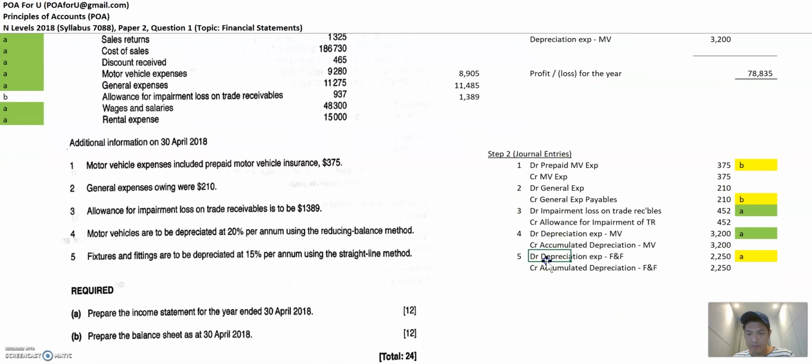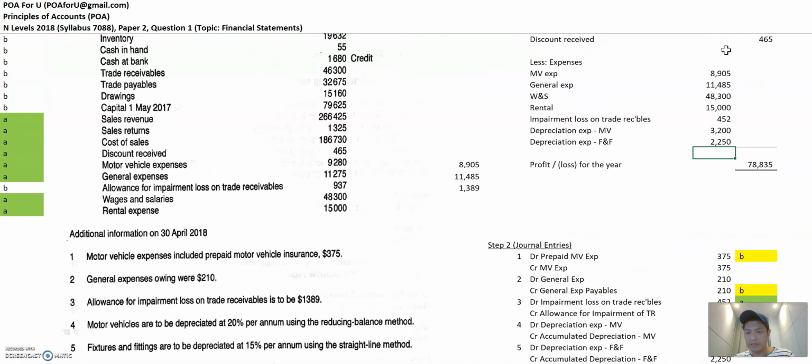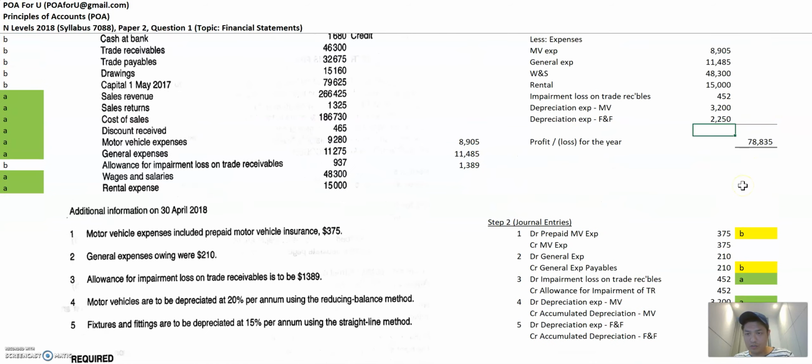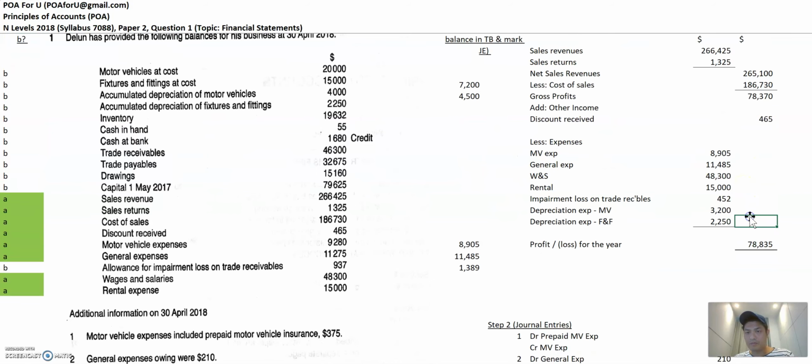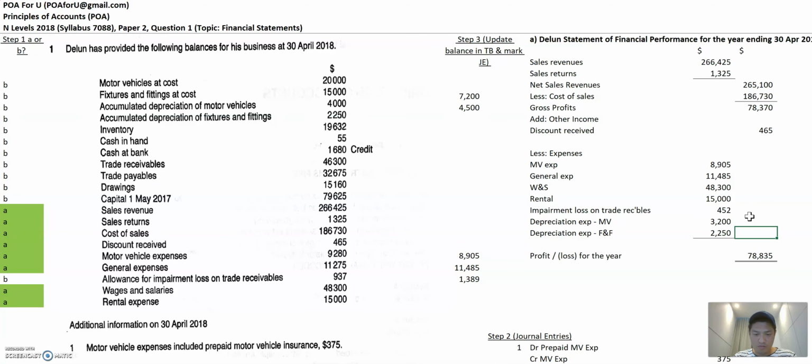And then we have depreciation for F&F, and then this one I'm going to mark this as done, and then I'm going to call it 250. That's it. All the A's have been moved here as well. So our statement of financial performance has been populated, all good. And then I'm going to sum up the expenses.